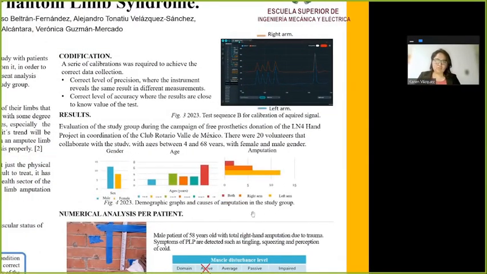The codification stage is very important in this development. You can see here in the graphic on the right side that test sequence number B was the best calibration acquired. A series of calibrations were required to achieve the correct data collection. Here we can see a correct level of precision, where the instrument reveals the same result in different measurements, and a correct level of accuracy, where the results are close to the true value of the test.